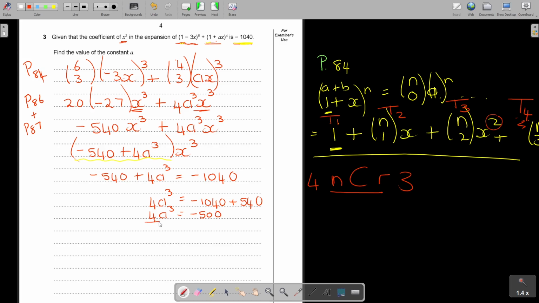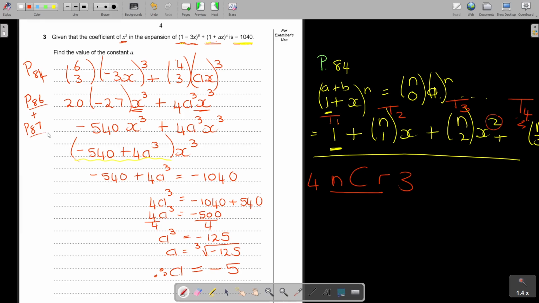And then I'm dividing by 4, and I divide by 4. So I get a to the power of 3 is negative 125. And now I'm taking the cube root of negative 125. So I'm getting that the value of a is negative 5. Okay, and that's the way I'm going to do it. So this is the binomial theorem, and look at that examples. That will definitely help you.